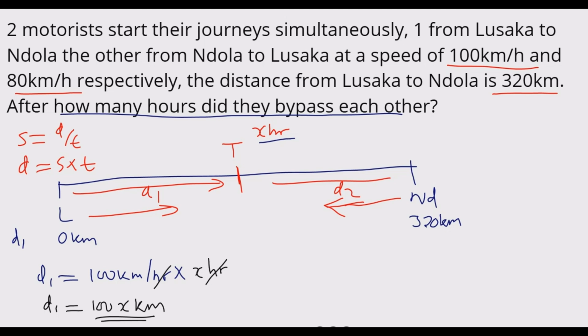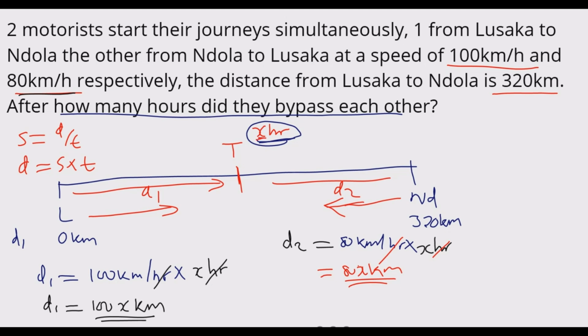Then driver 2: it will be again the speed, which in this case is 80 kilometers per hour, multiplied by the time. It will also be X because they're meeting at the same time. So it will be 80 kilometers per hour multiplied by X hours. Then this and that cancel, so we're going to end up with 80X kilometers. This will be the distance. So this distance will not be the same, but the number of hours will be the same.